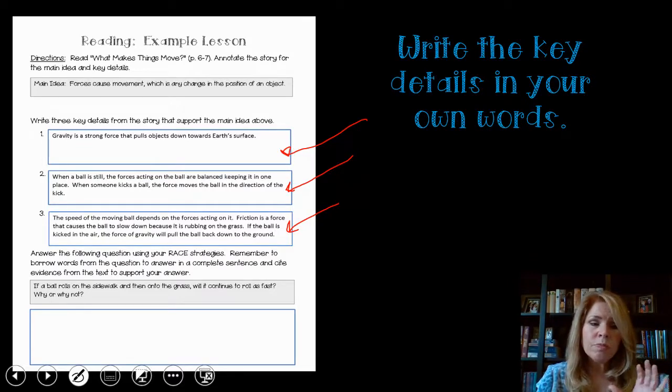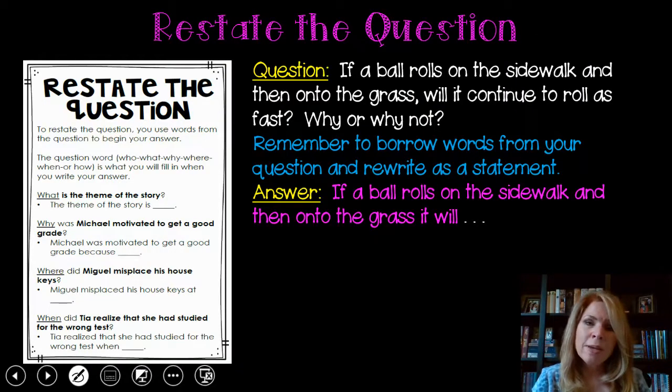Now we are going to answer a question using RACE strategies. So let's look at those RACE strategies. RACE stands for restate the question, answer the question, cite the evidence, and explain. In 3rd grade, we don't do the E, explain. You'll do that in 4th grade.